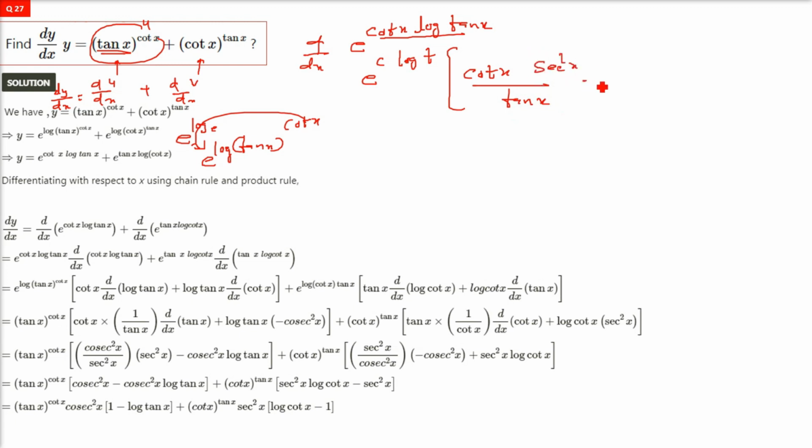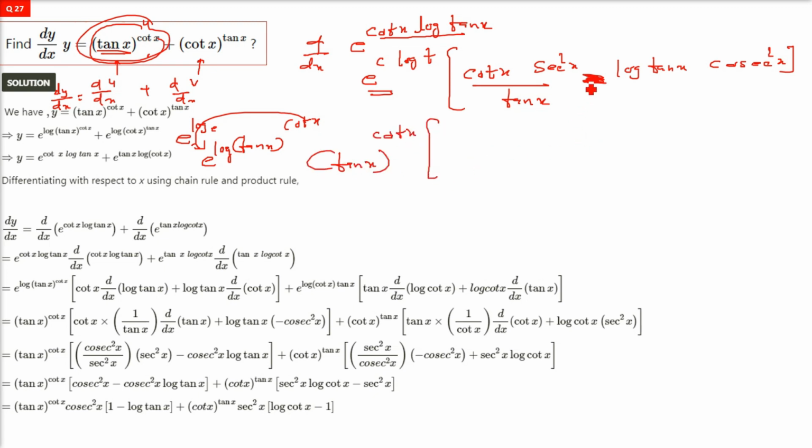Then we have log 10x, which we take outside, and derivative of cot x is minus cosec square x. So let us make it negative, minus cosec square x. Alright, now we can simplify it more. This e to the power cot x log 10x is essentially (10x) to the power cot x only. So you can just write it as (10x) to the power cot x.